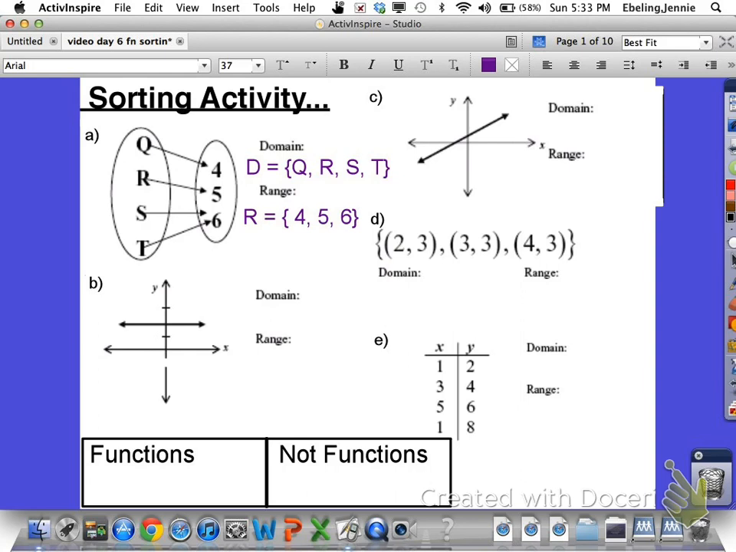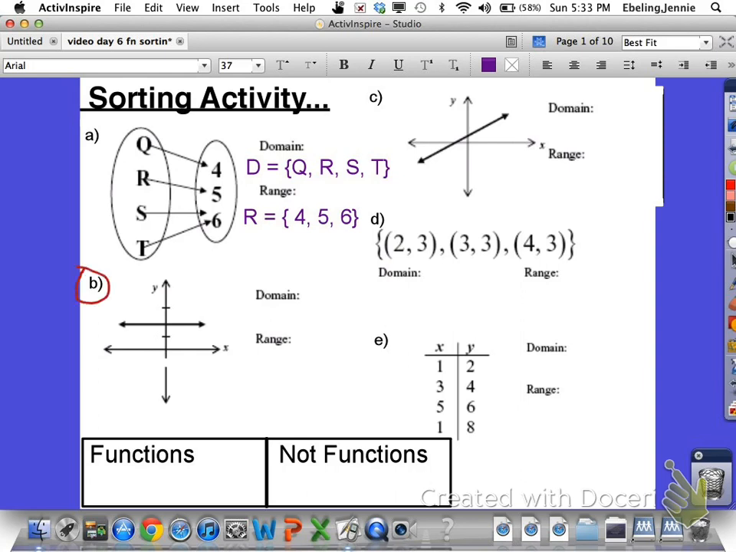Remember, when I write domain, I use a capital D, and in the fancy brackets, I write the independent variable. In this case, it's the mapping, so it would be the letters that are on the left-hand side. The range would be what's on the right-hand side. Then we go down to B.